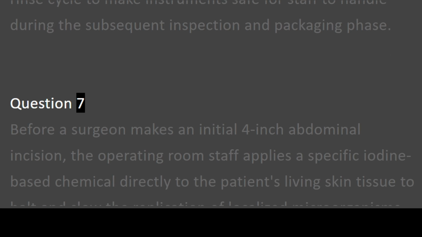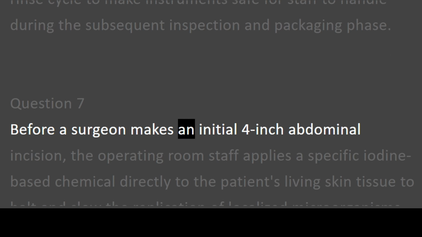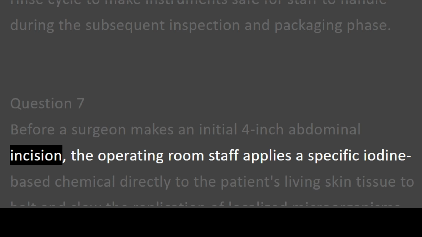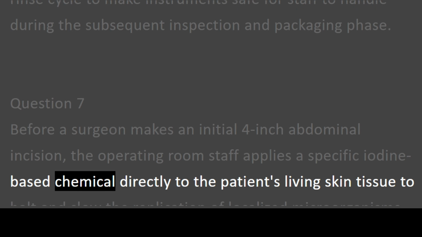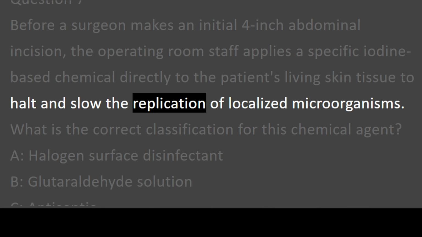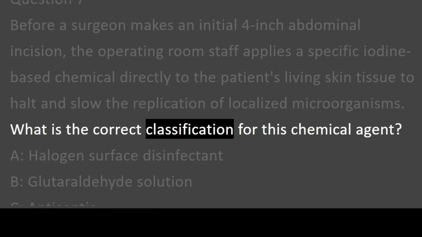Question 7. Before a surgeon makes an initial 4-inch abdominal incision, the operating room staff applies a specific iodine-based chemical directly to the patient's living skin tissue to halt and slow the replication of localized microorganisms. What is the correct classification for this chemical agent?